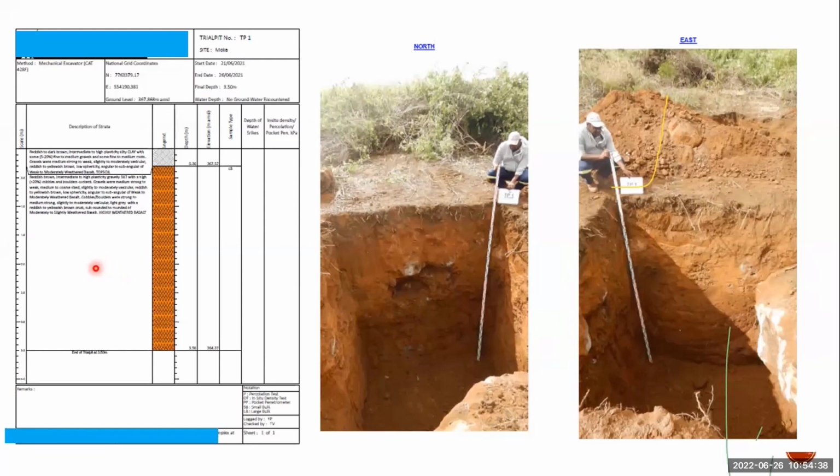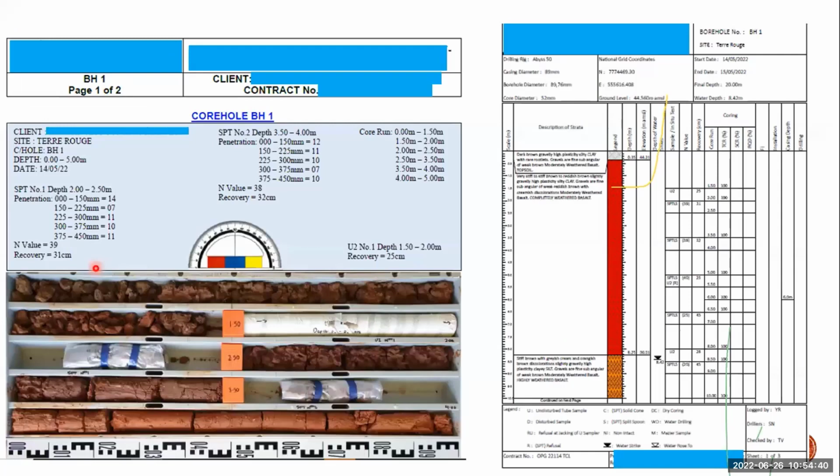Next slide. This is for the core hole. We arrange the core recovered when we drill. We recover the sample and keep it in the core box. This is a 5-meter core box. You can see these are the separators. These are the core runs from 0 to 1.5 meter. The first core run is 0 to 1.5. From 1.5 to 2, this is an undisturbed sample. It's a tube sample. Actually, it's a U2.